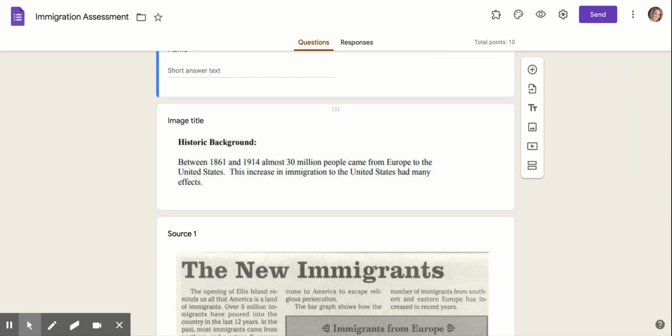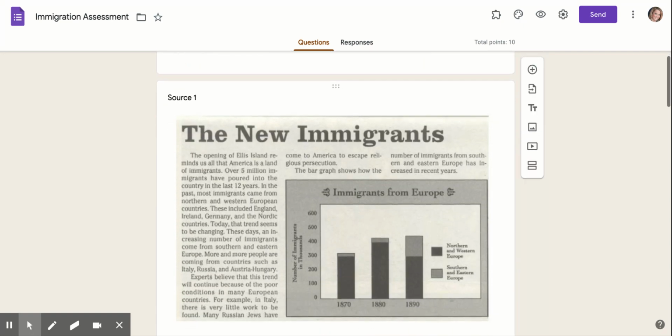Let's look at the very first little historic background. It says between 1861 and 1940, almost 30 million people came from Europe to the United States. This increase in immigration to the United States had many effects. Okay, so we're seeing an increase. We have a time period from 1861 to 1914. That is about 55 years or so. And we're going to look at some of the effects that this large immigration has had on the Americas.